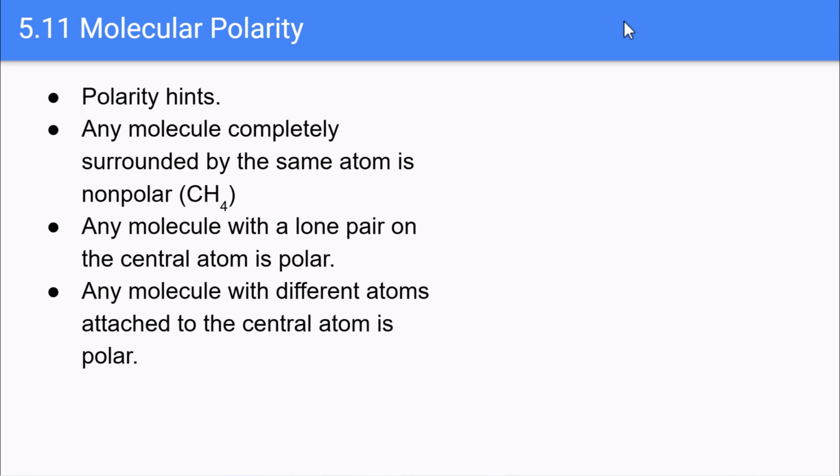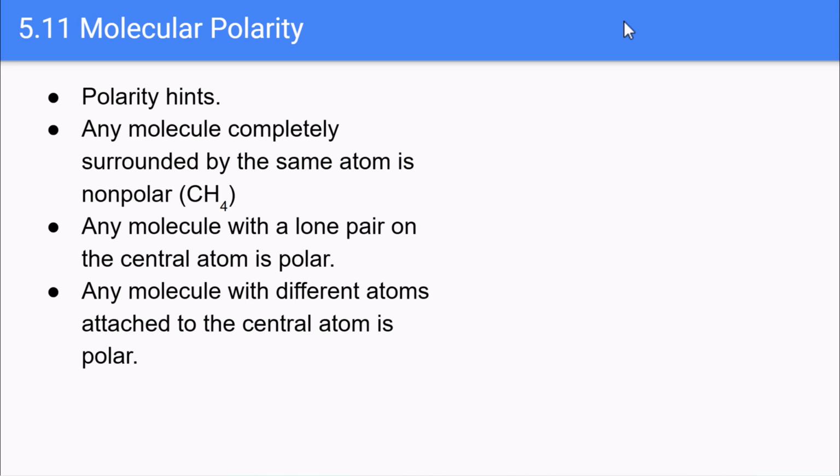So some polarity hints. Any molecule completely surrounded by the same atom is a nonpolar molecule, provided that there are no lone pair on your central atom. So CH4, for example, CCl4. All of these have the same atom surrounding the central atom and have no lone pairs on that central atom. So those will be nonpolar molecules always.